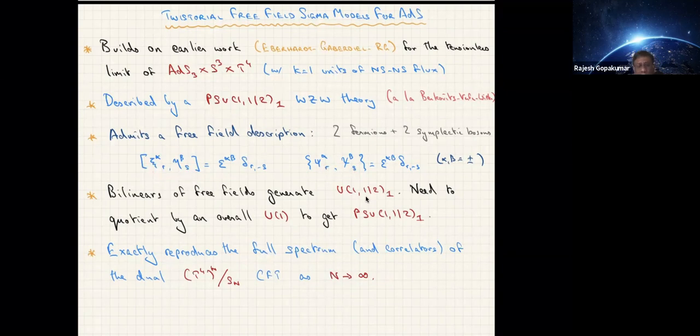And that's the underlying theory, and you could build the PSU(1,1|2) generators, or rather the U(1,1|2) generators at level 1, by considering bilinears of these fields. I gave some of those details last time when we talked. But as mentioned then, you also need to quotient by an overall U(1) to get the PSU(1,1|2) at level 1. And it is this sigma model built from these fermions and symplectic bosons that exactly reproduces the full spectrum as well as the correlators of the dual symmetric orbifold, namely T4 to the N mod the symmetric group, in the limit as N goes to infinity.